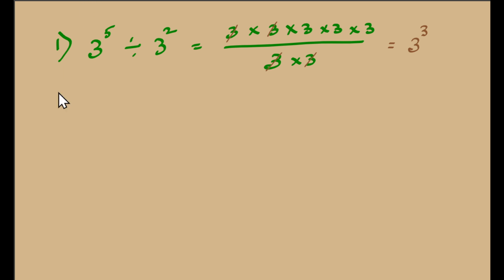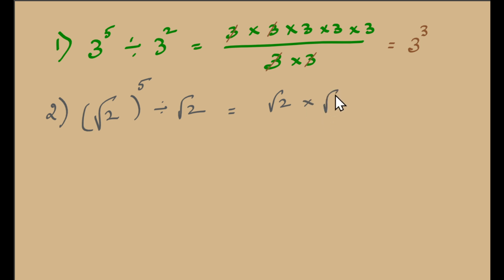Now one more example. Let's have square root of 2 raised to the power 5 divided by square root of 2. For those of you who are not aware of what square root of 2 is, just treat it as a symbol or as a variable, like we use variables in algebra. So what do we have? We have square root of 2 repeatedly multiplied 5 times in the numerator, right? This is 5 times, and this is over a standalone square root of 2.